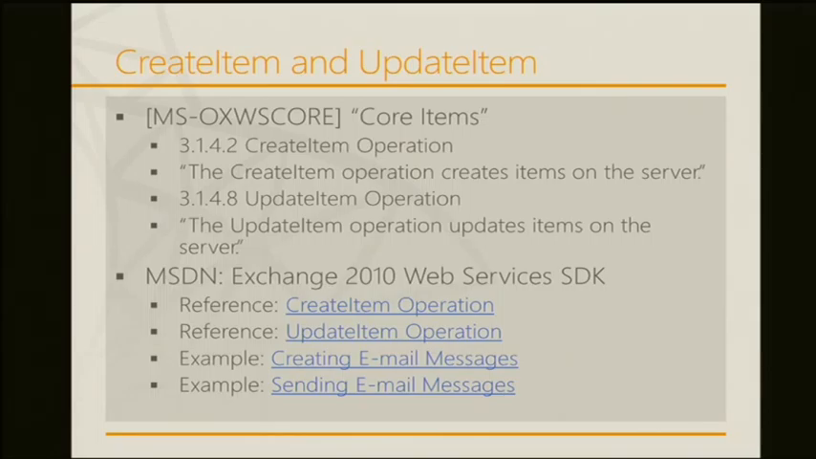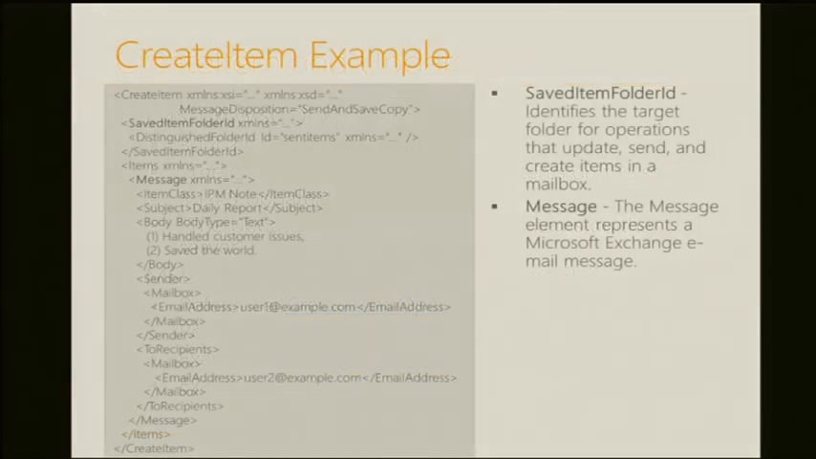These examples are for email. There's also examples right there in the SDK for appointment operations as well. So just taking a look at the create item here, I'm walking through some key points of that. First thing is the saved item folder ID. So this is where you're going to save the item. In a situation where you're just creating, say, a contact or something, obviously you're going to save that in the contacts folder, an appointment in the calendar.